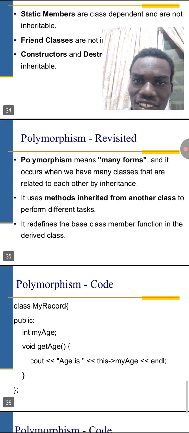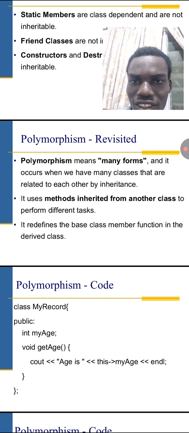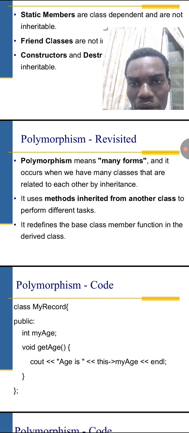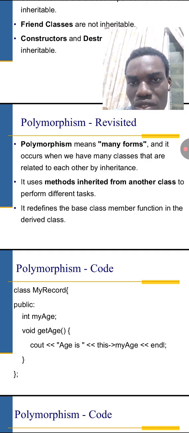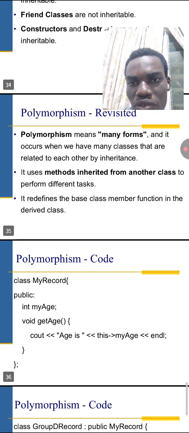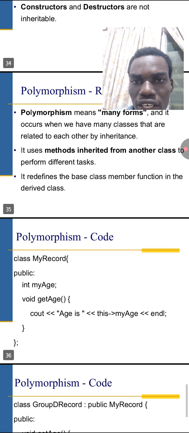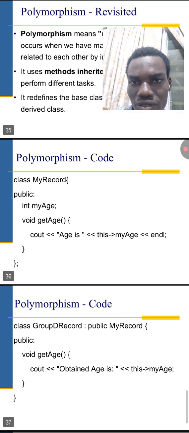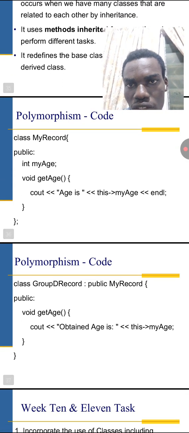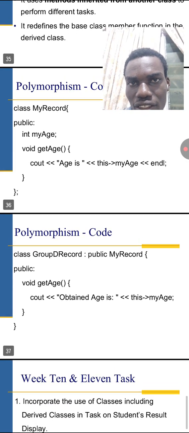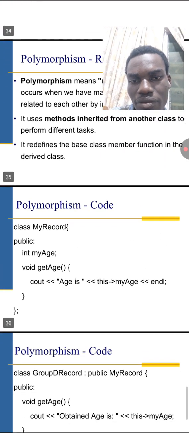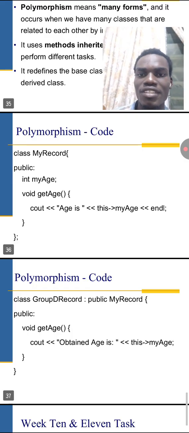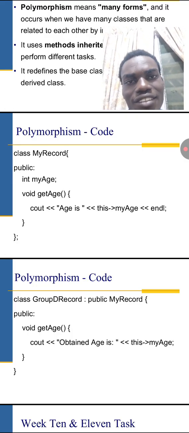Polymorphism means many forms, and it occurs when we have many classes that are related to each other by inheritance. It uses methods inherited from another class to perform different tasks. It redefines the base class member functions in the derived class. So this is an example of the polymorphism class. So here's the code for it to understand it.